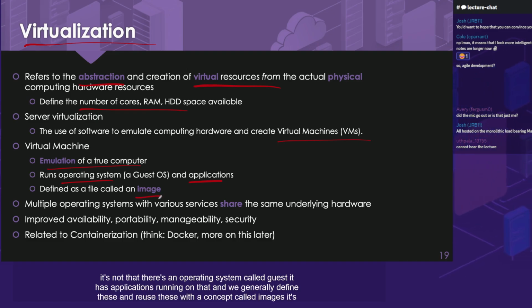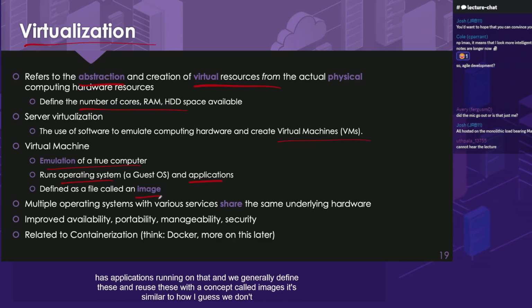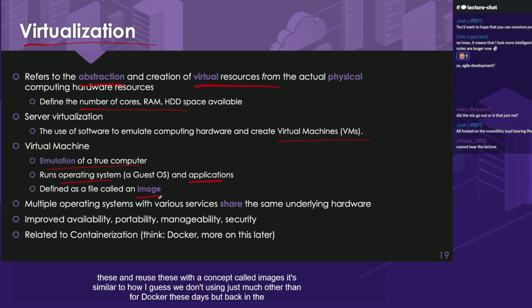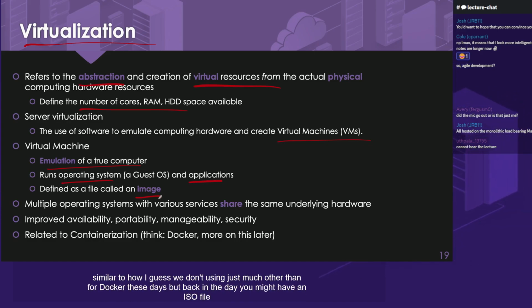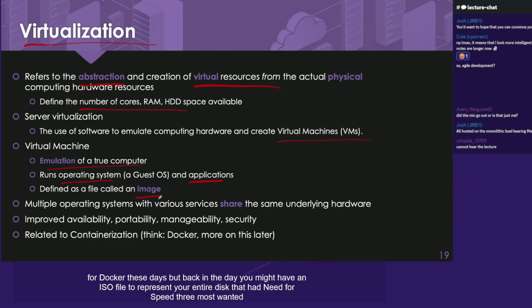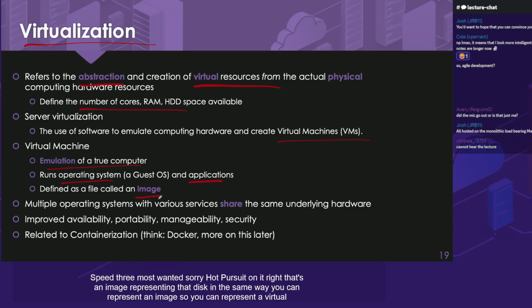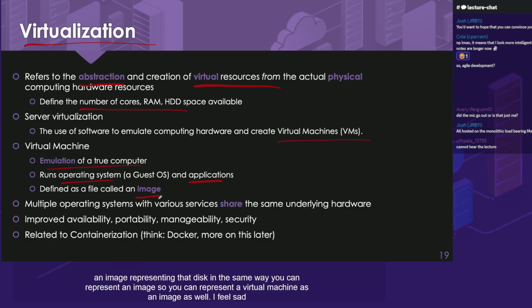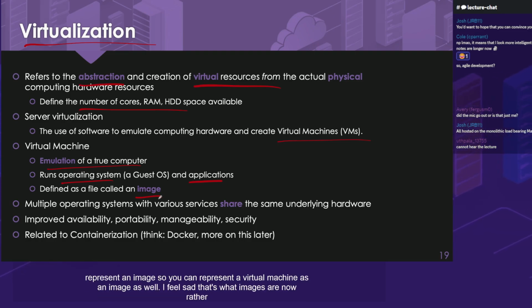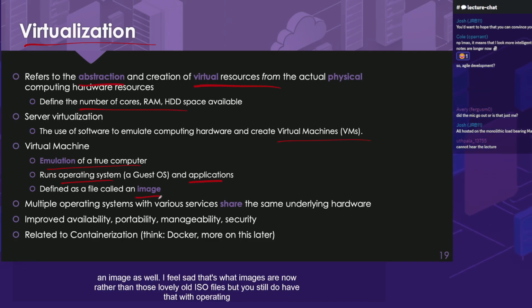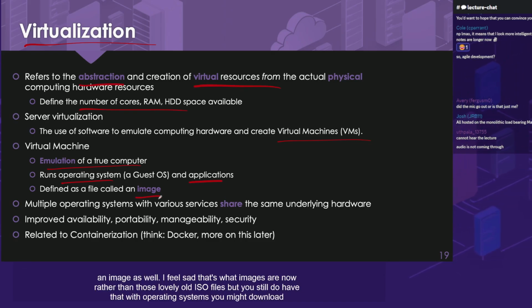It's similar to how, I guess we don't use images much other than for Docker these days, but back in the day, you might have an ISO file to represent your entire disk that had Need for Speed 3 Hot Pursuit on it, right? That's an image representing that disk. In the same way, you can represent a virtual machine as an image as well. I feel sad that that's what images are now, rather than those lovely old ISO files. But you still do have that with operating systems. You might download linux.iso and then mount that somewhere, right?